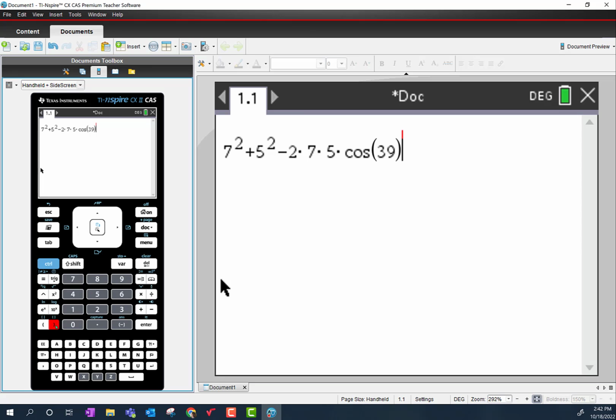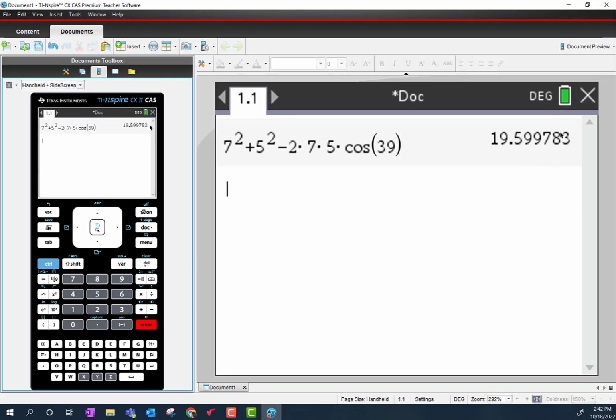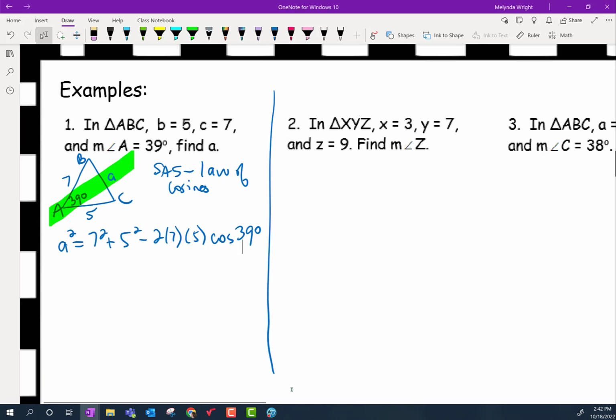Okay, so we hit Control Enter because it does crazy stuff when you just hit Enter. And that's our value. That's what a squared is. So let's go back. It's 19.5997. So let me go back to the document and let's write that in there.